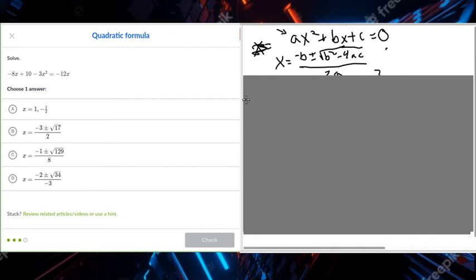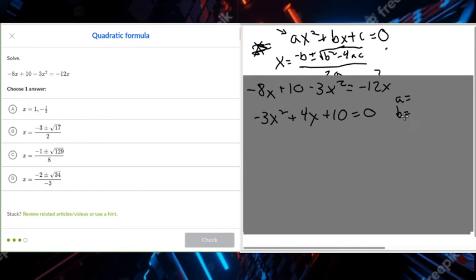So let's see, last one here, we've got negative x plus 10 minus 3x squared equal to negative 12x. I want to make sure we get it in this form. That's the first thing that we have to do. So we're going to negative 3x squared. Also, I'll add 12x to both sides. So I'm going to get negative 3x squared plus 4x plus 10 is equal to 0. Okay, I'm doing it right. Did a lot of it in my head.